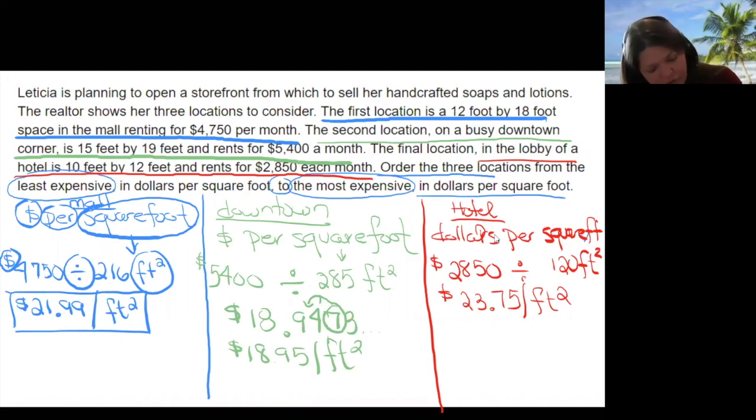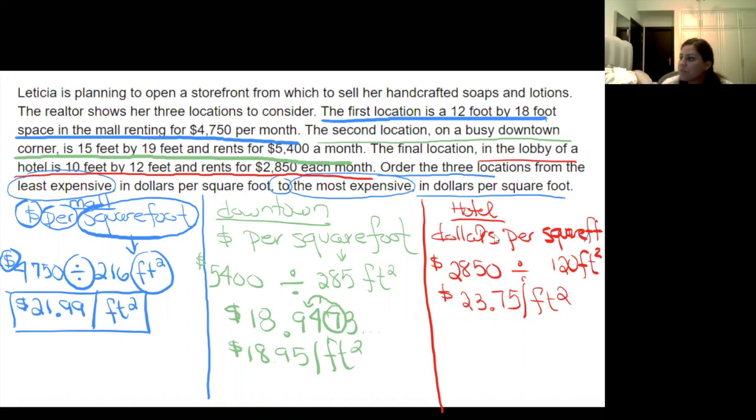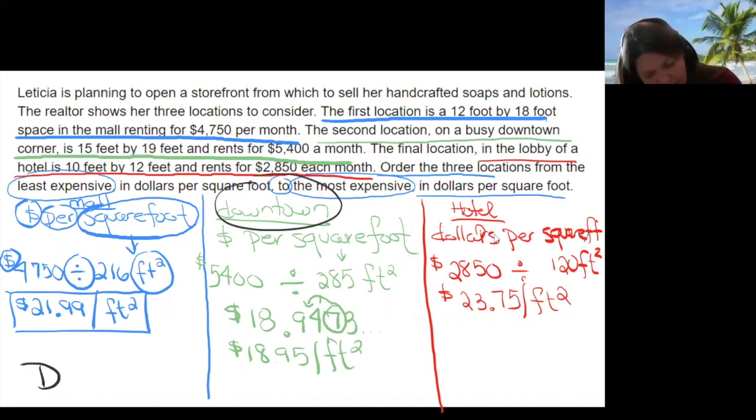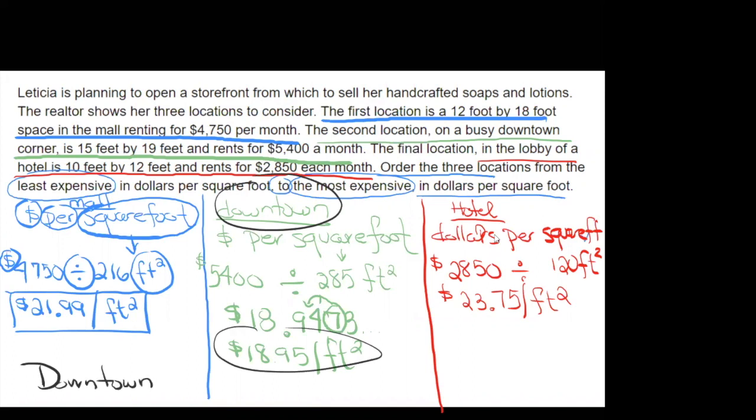Okay, guys, which one's the least expensive? The 18.95. Absolutely, that downtown location at $18.95. Then the mall. Then the hotel.